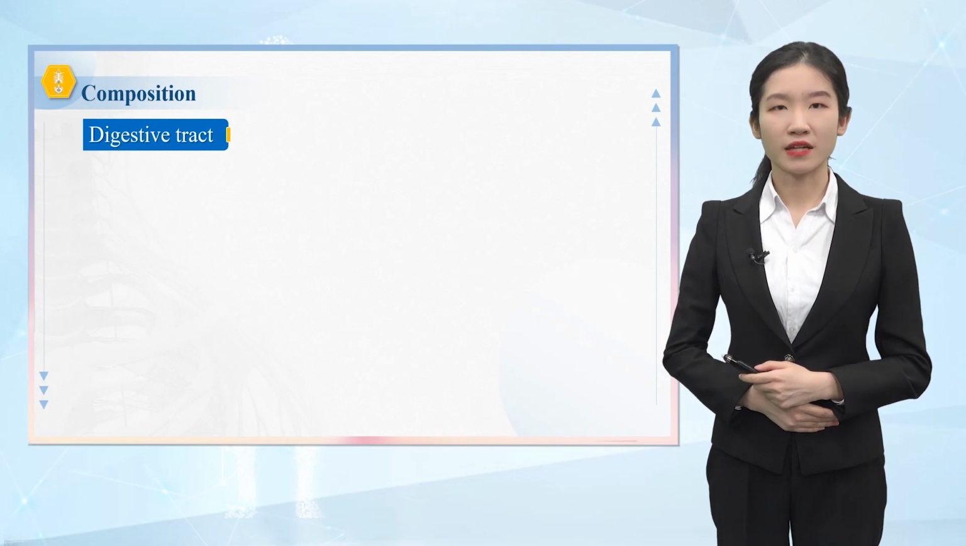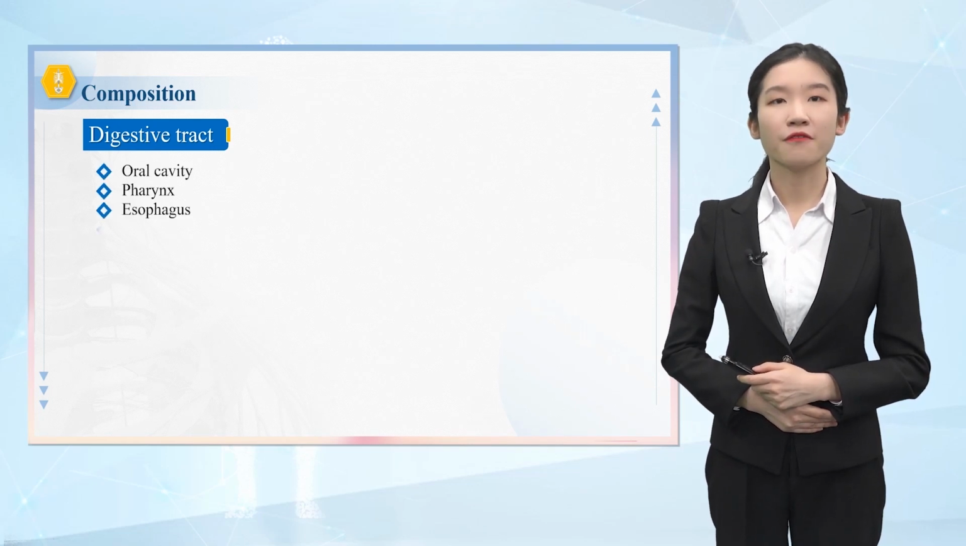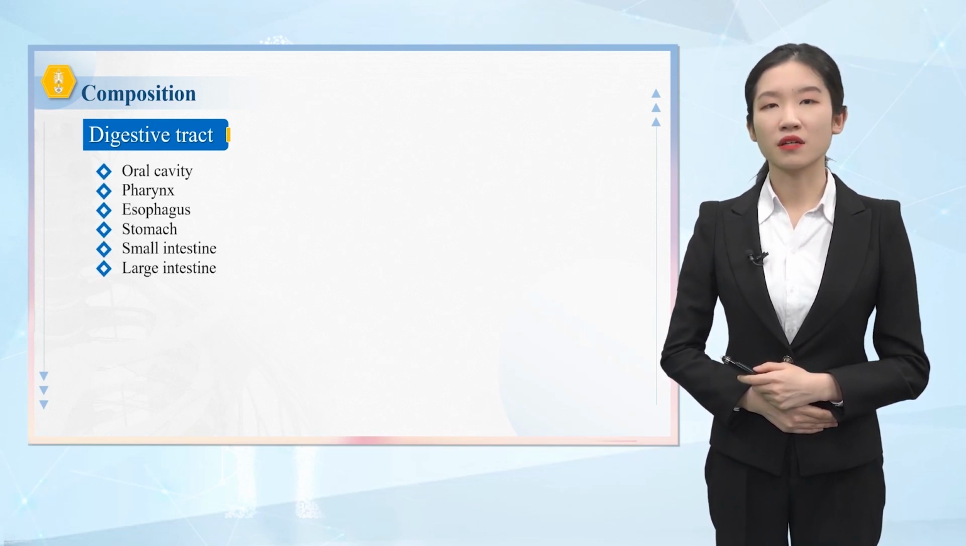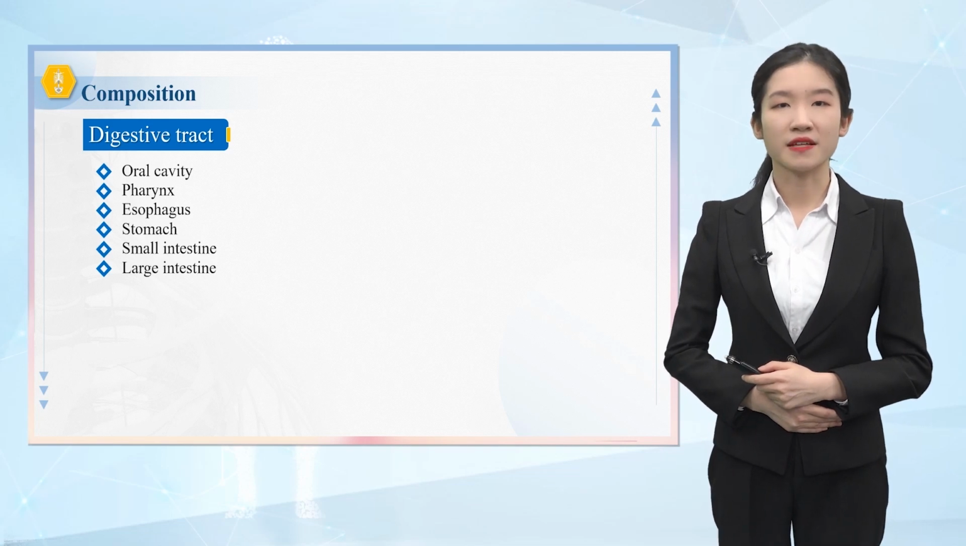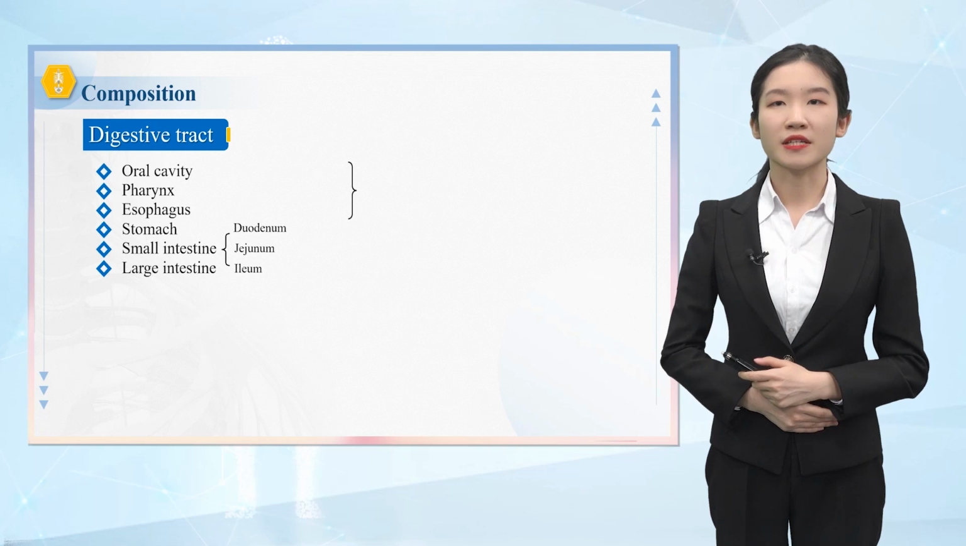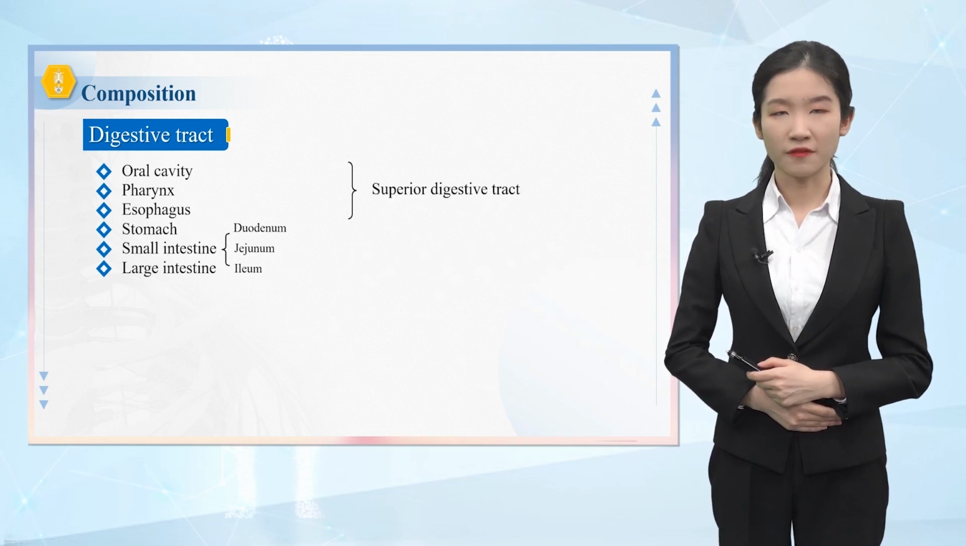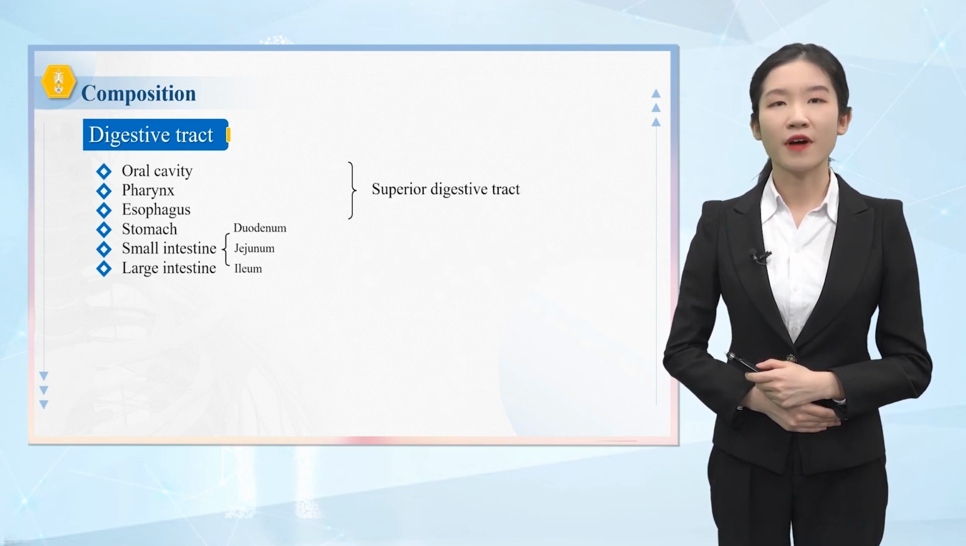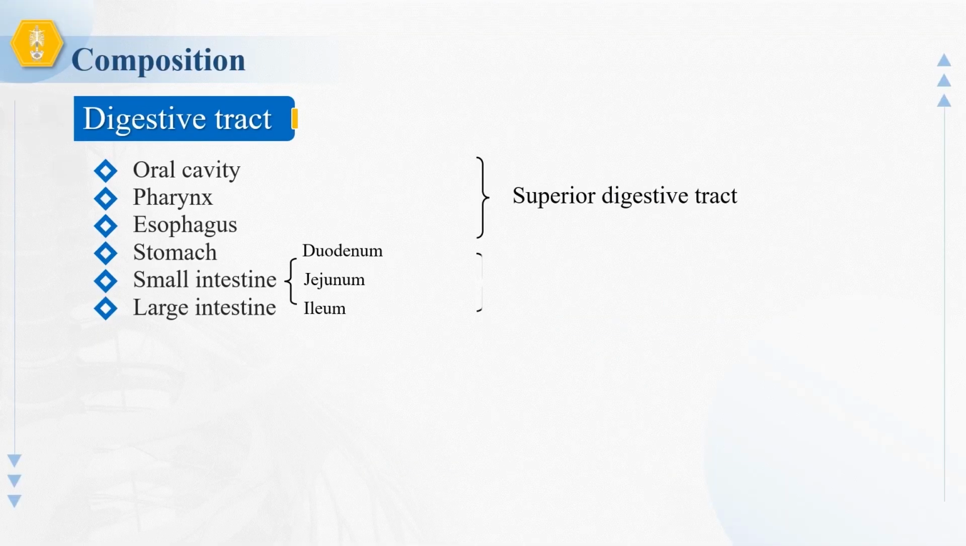The digestive tract includes the oral cavity, pharynx, esophagus, stomach, small intestine, and large intestine. The small intestine can be divided into duodenum, jejunum, and ileum. The superior digestive tract can be divided into oral cavity, pharynx, esophagus, stomach, and duodenum. The inferior digestive tract can be divided into jejunum, ileum, and large intestine.